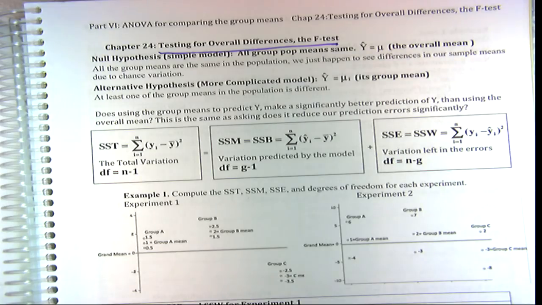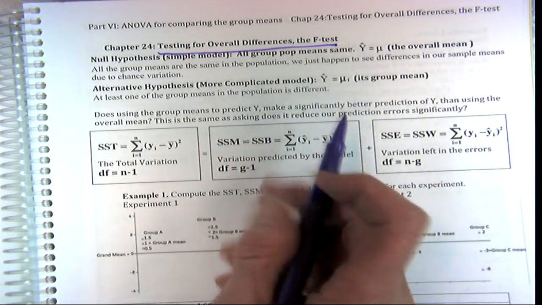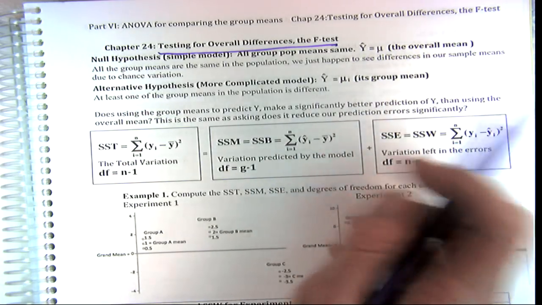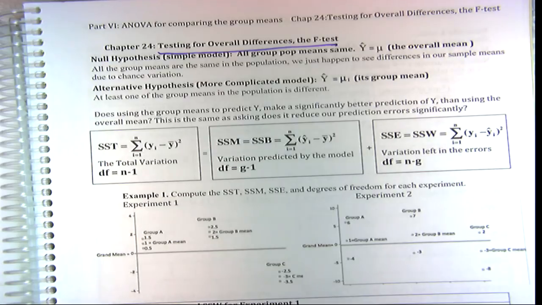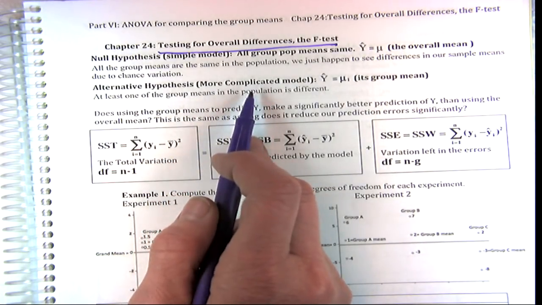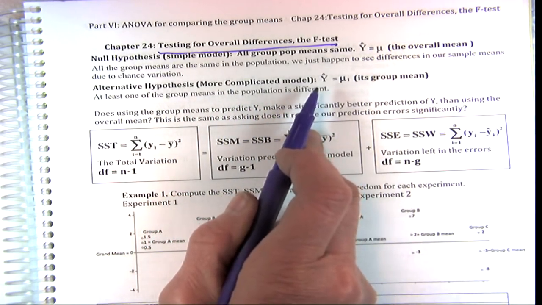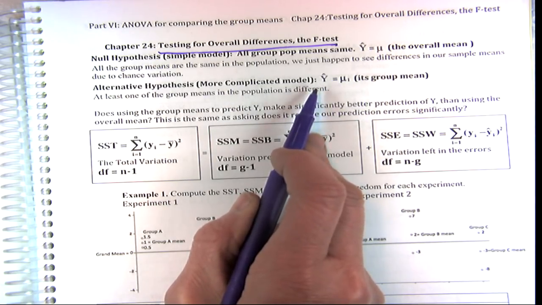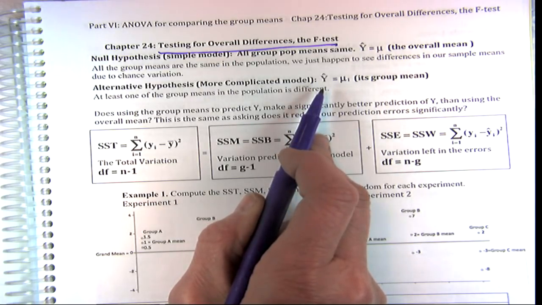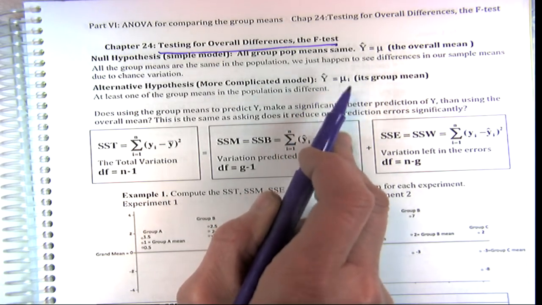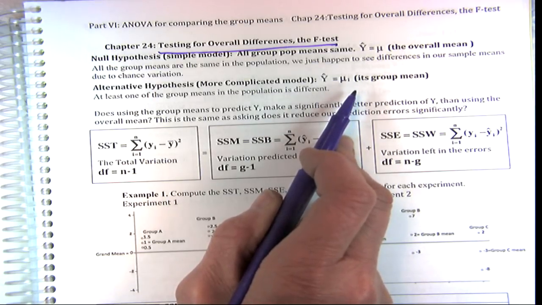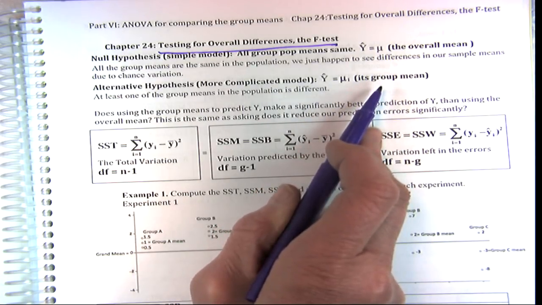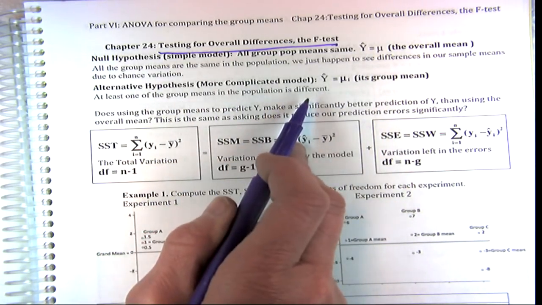Do you understand what we're doing here? All group means are the same in the population. We see some differences between them, but they're not significant. And the alternative, which is the more complicated model, says we can do better if we predict their quantitative variable, their final scores, by their group membership. So if you're white, predict it by the average that the whites got. At least one of the group means in the population is different.